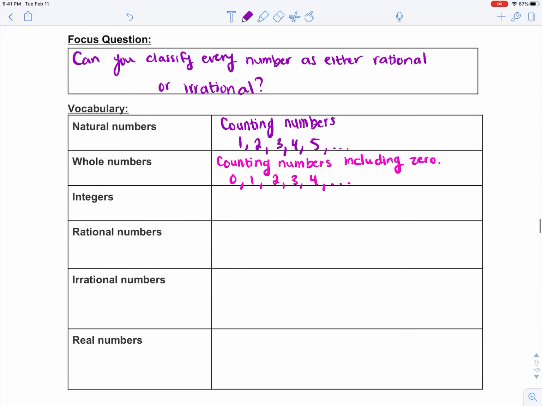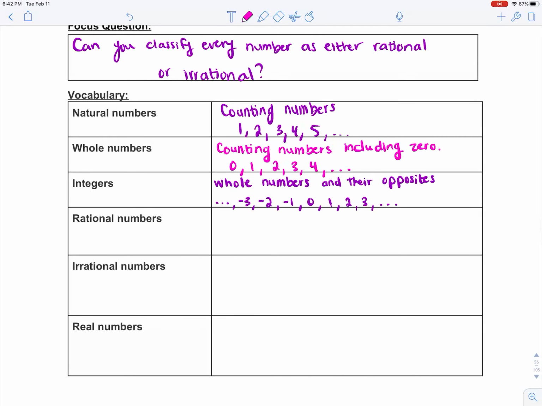Now we have these things called integers. You might have guessed, these are all of our whole numbers and their opposites. So for example, coming from negative infinity, I'll go negative 3, negative 2, negative 1. I include 0, and then I go to positive 1, positive 2, positive 3, all the way to positive infinity. Those are what we call integers.